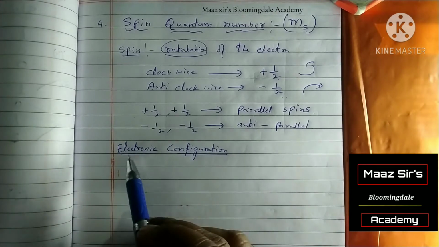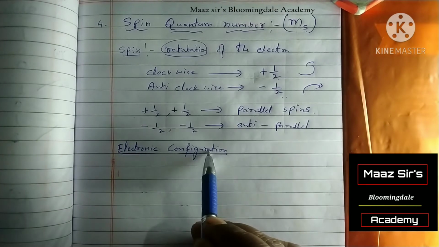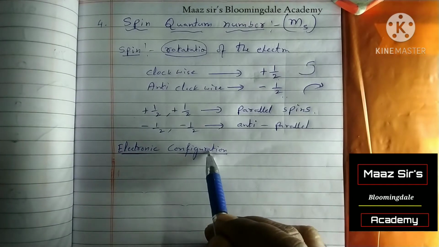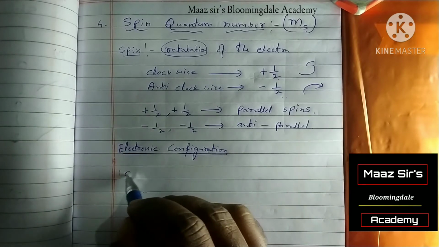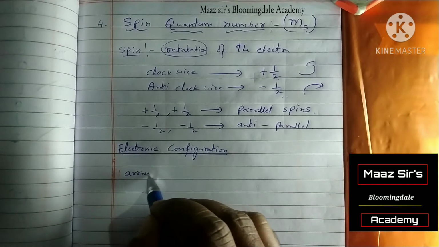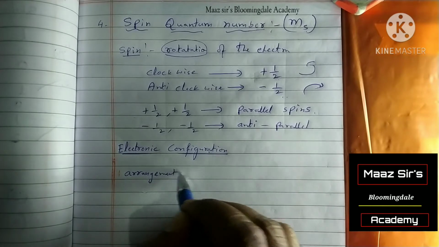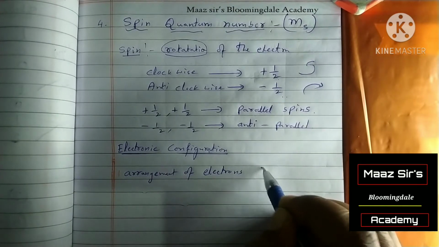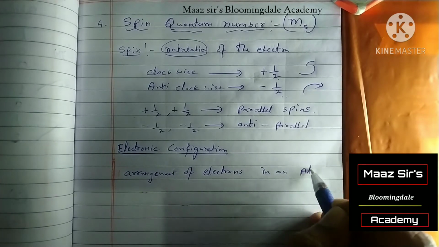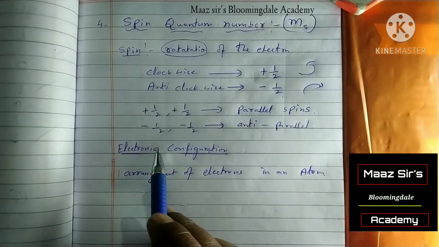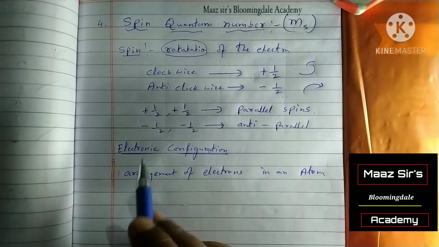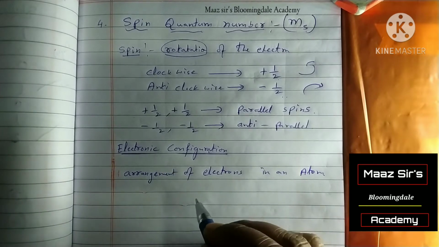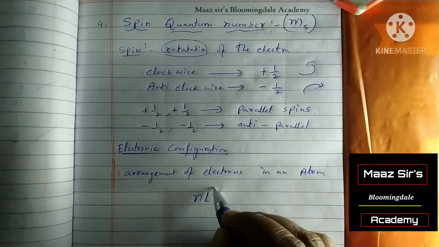Now we will discuss electronic configuration. What is electronic configuration? It is nothing but the arrangement of electrons in an atom. It is generally represented by the nlx method.